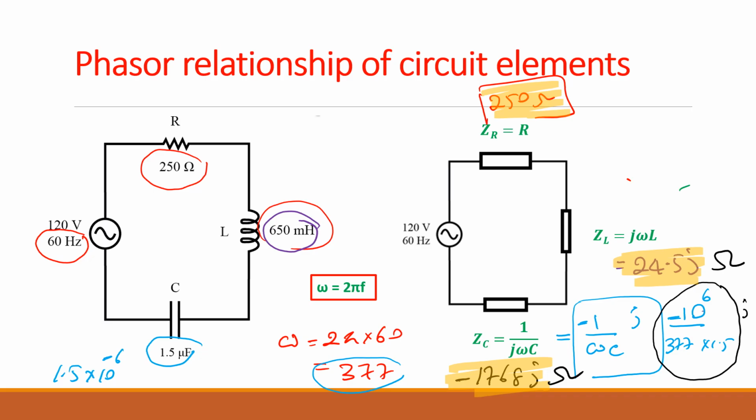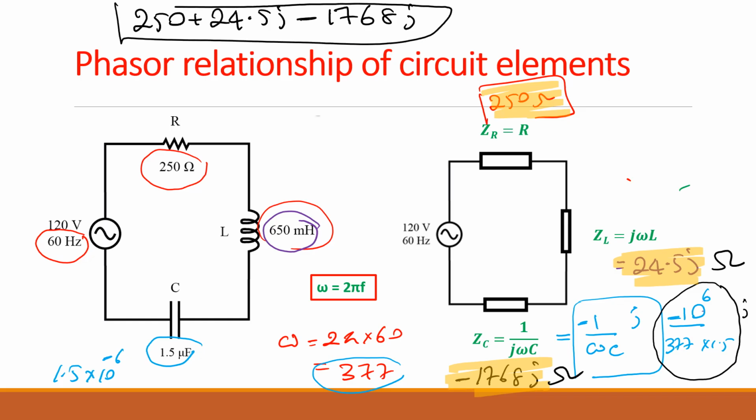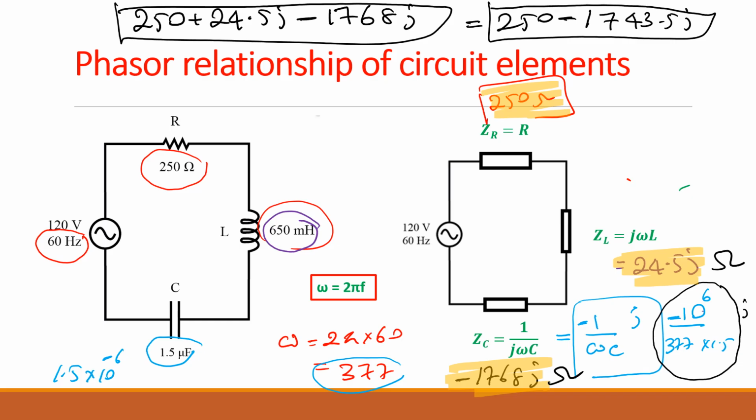in series or parallel. So if you add them together, that's how we need to know how to add the complex numbers. And what do you get? When you add all these together, what do you get? So you need to add what? 250 plus 24.5j minus 17.68j. So this is what you have. So when you add these together, you get 250 minus 43.5j. So you have a complex number in rectangular form.